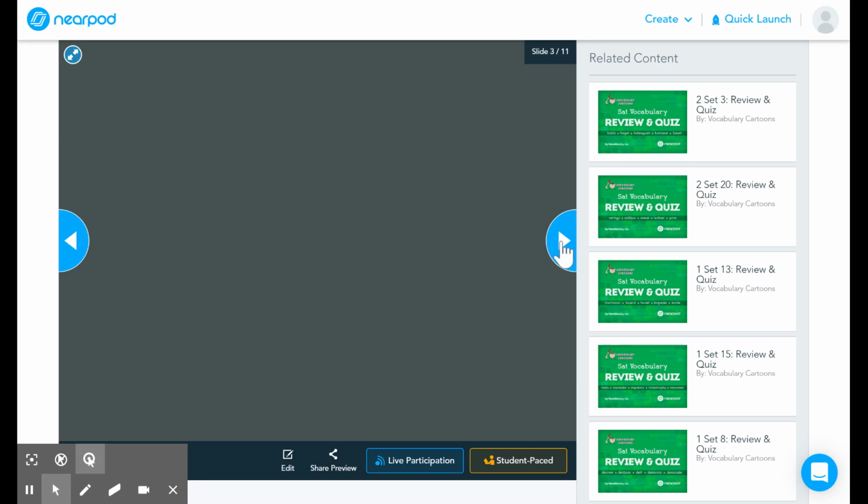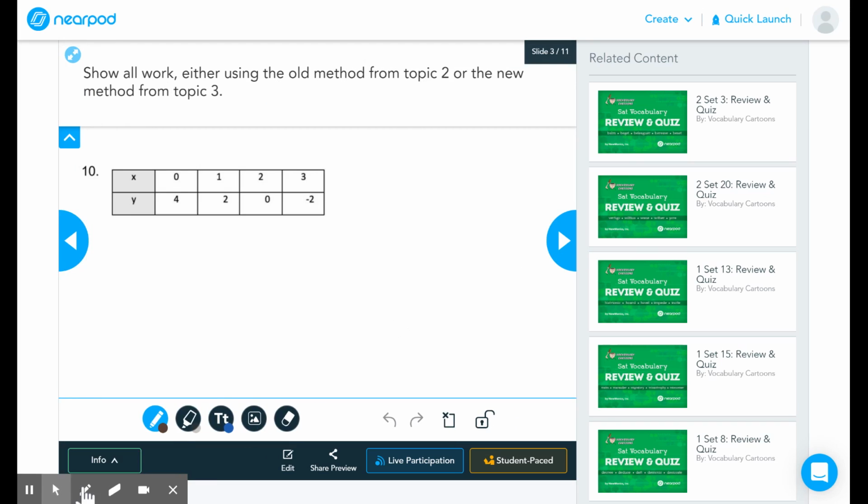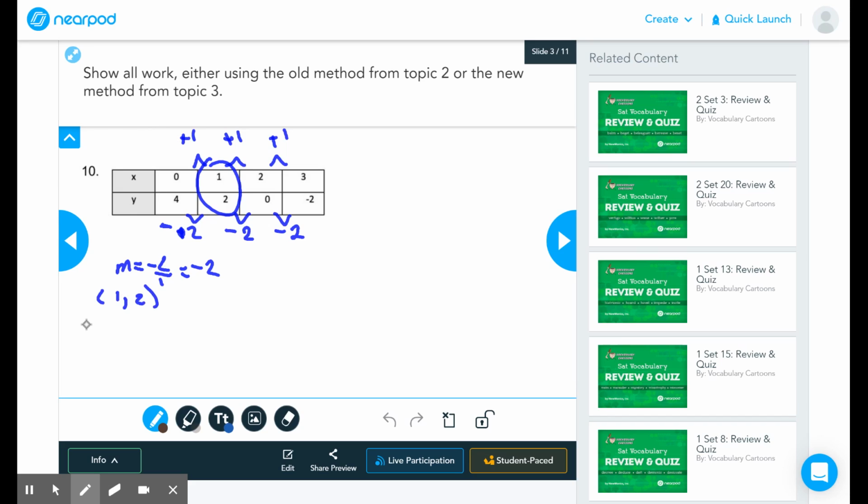Now the second problem, I'm just going to do it the new way. So my x's are still adding 1. My y values are actually going down by 2. So then my slope is negative 2 over 1, or negative 2. I'm going to pick 1, 2. Once again, it does not matter.